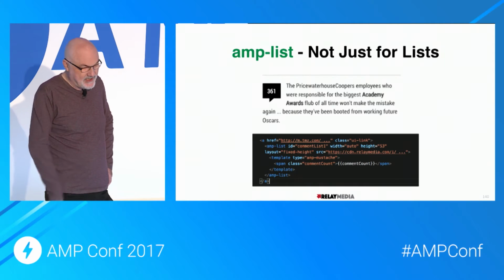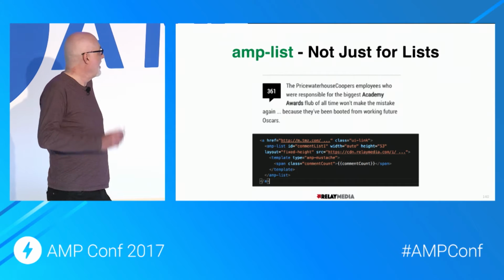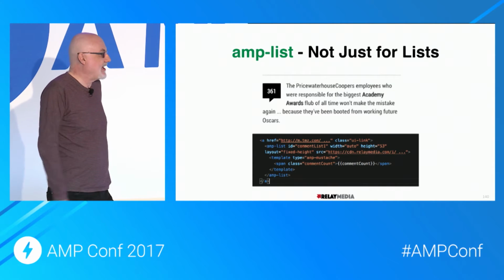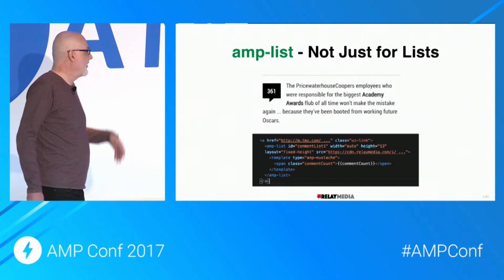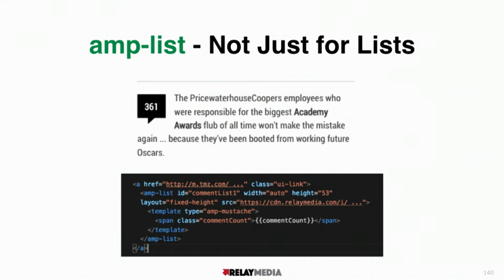We do the same thing. This is, did we go two slides? No, we didn't. One slide. This is from TMZ, and this is their comment count. The comment count is dynamic on TMZ's pages, and we do the same thing. It's not a list. It's just a single element that we're AJAXing in with AMPList. You can use it all sorts of ways like this.